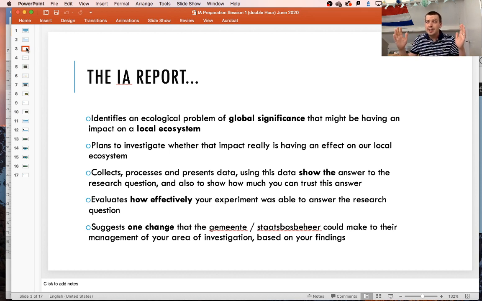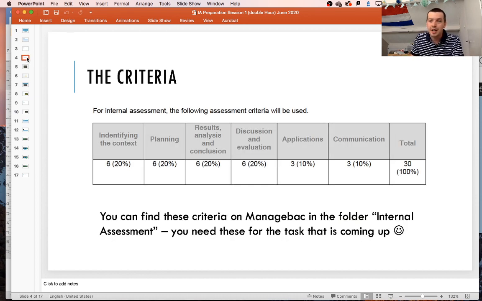It's basically a lab report with a big fat context section at the start and a big fat evaluation and application section at the end. There's very little of this that should be that new or that terrifying. Now, nice and on time.